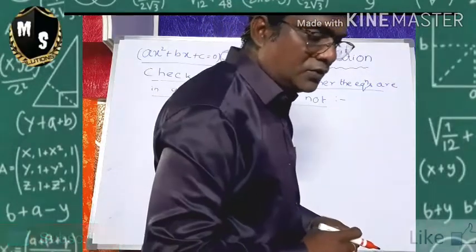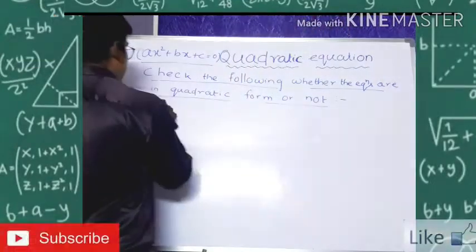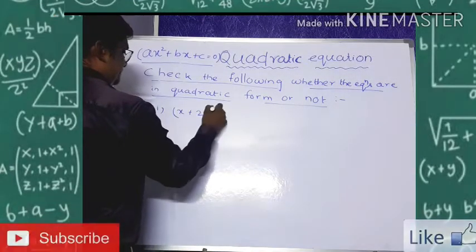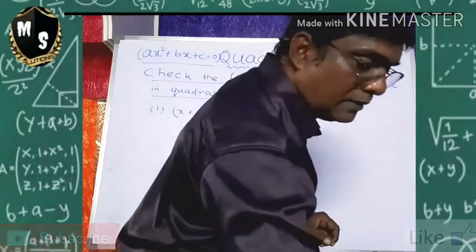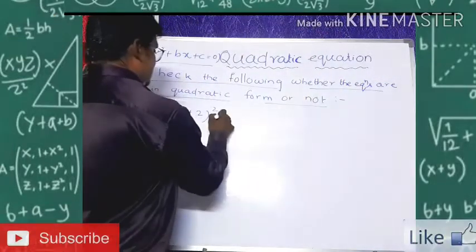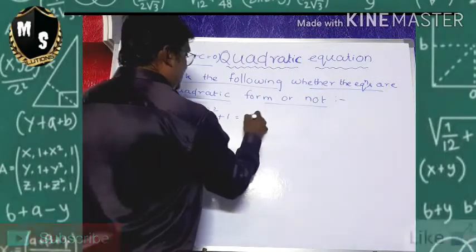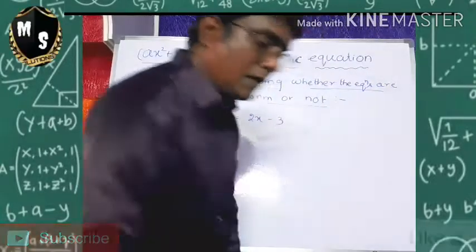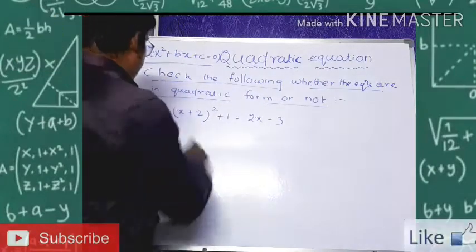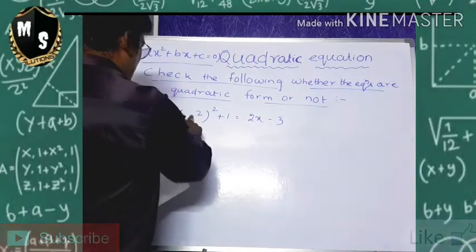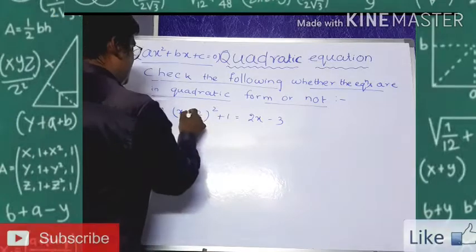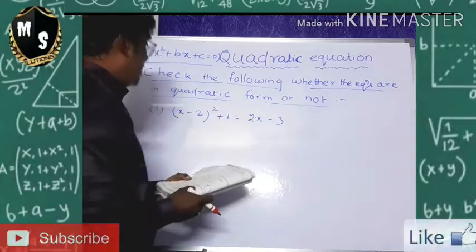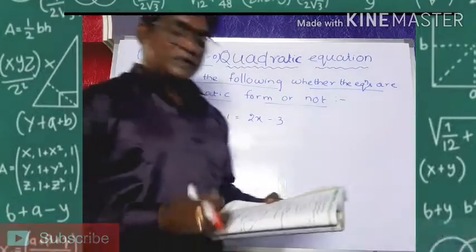Bit 1 is (x plus 2) whole square plus 1 is equal to 2x minus 3. So now you see, I am checking the question again. (x minus 2) whole square, this is no problem if it is plus or minus, but I am just sticking to what is given in the book. So it is (x minus 2) whole square plus 1 is equal to 2x minus 3.